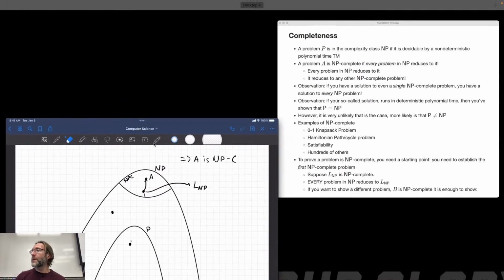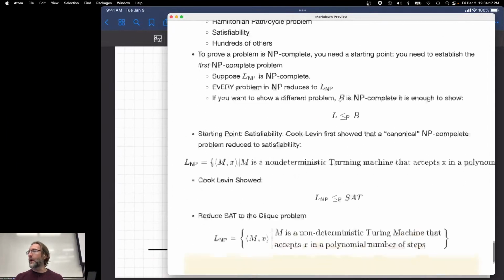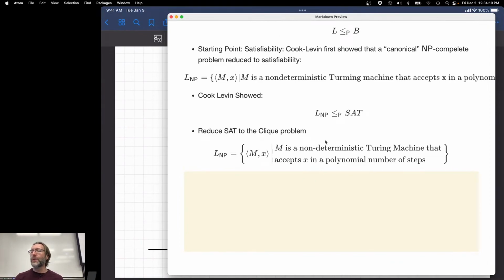But this first problem, and I've got it here now. I was able to come up with a better LaTeX encoding for this. This is due to Cook and Levin in the early 70s. This is the canonically complete language. The canonically complete language is, given a machine M and an input X, then the double encoding of that thing, where M is a non-deterministic Turing machine, it'll accept X in a polynomial number of steps.